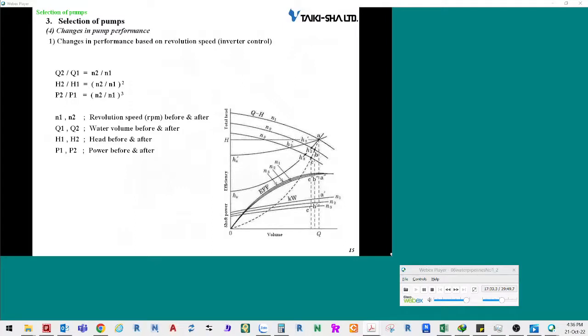Changes in pump performance. Changes in performance based on revolution speed. If the revolution speed is changed, the performance of the pump also changes. The quantity of water changes in proportion to the change in revolution speed. The pump head changes in proportion to the square of the change in revolution speed. The motor power changes in proportion to the cube of the change in revolution speed.